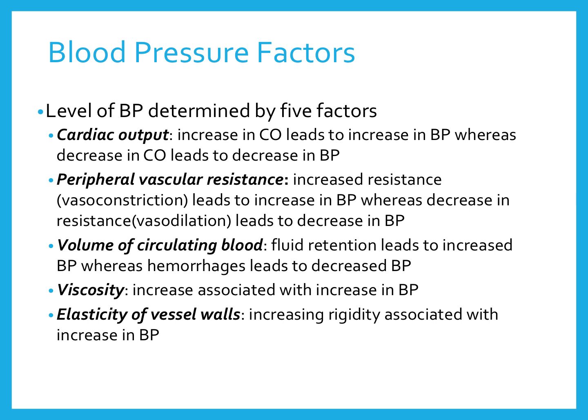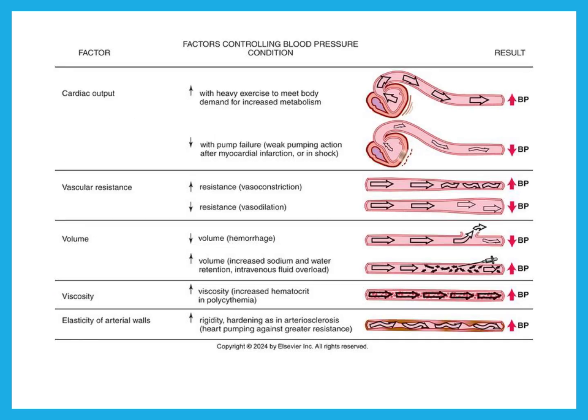How thick your blood is, the viscosity, is associated with increased blood pressure, and so is how elastic or rigid the walls of the arteries are. That's usually caused from atherosclerosis or arteriosclerosis and buildup of cholesterol and calcium deposits in the arterial walls. It makes it impossible for the arteries to do their job correctly. And here is another diagram of what we just talked about, of how these 5 things affect blood pressure.